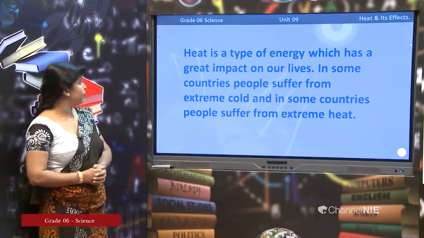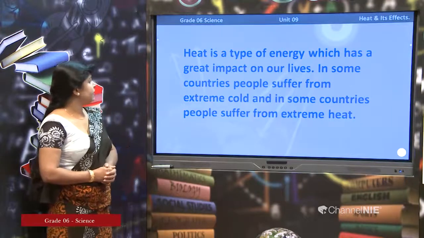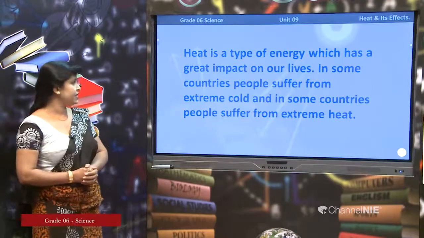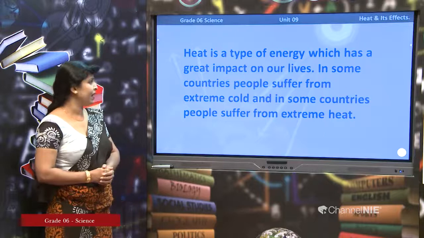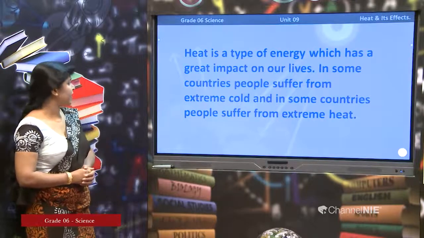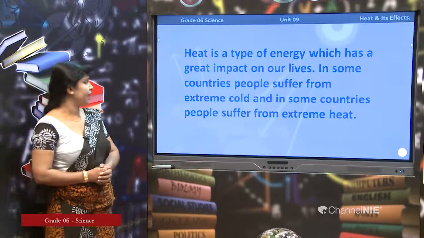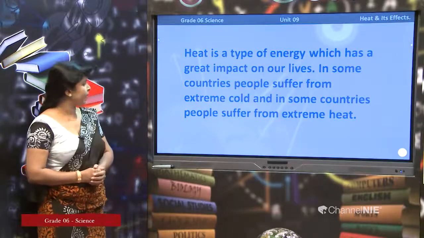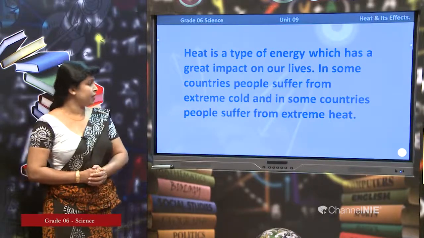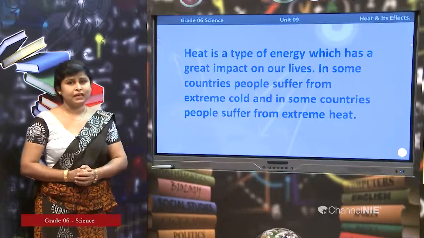Let's read it again. Heat is a type of energy which has a great impact on our lives. In some countries, people suffer from extreme cold, and in some countries, people suffer from extreme heat.